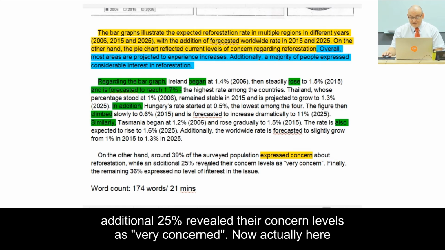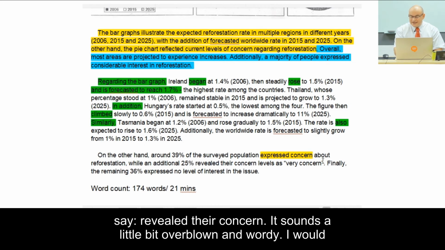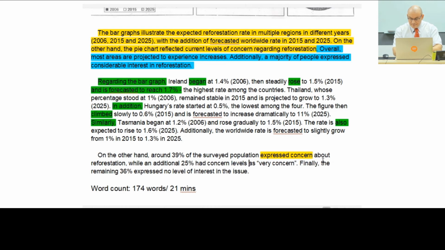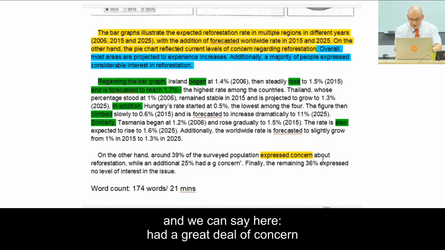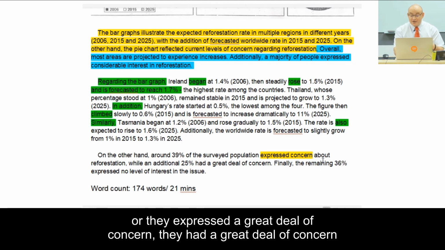"While an additional 25% revealed their concern levels as very concerned." Now, actually, here is our first little mistake in language that I can see. First of all, I wouldn't say "revealed their concern." It sounds a little bit overblown and wordy. I would simply say, instead of "revealed their concern," "had a great deal of concern," and then there we go. That's going to be a slightly more accurate phrase. Or they expressed a great deal of concern, they had a great deal of concern.